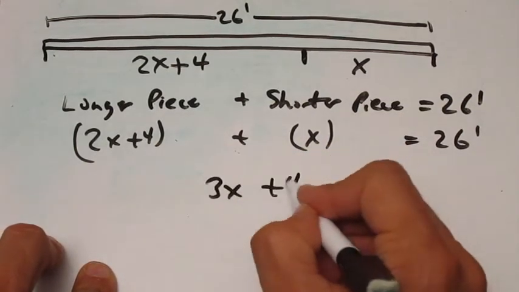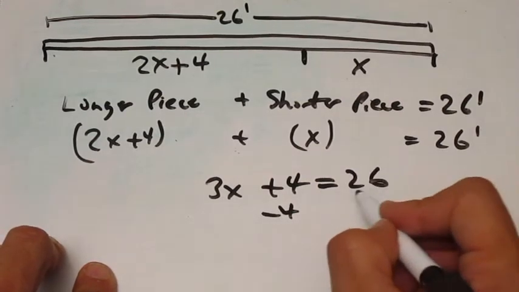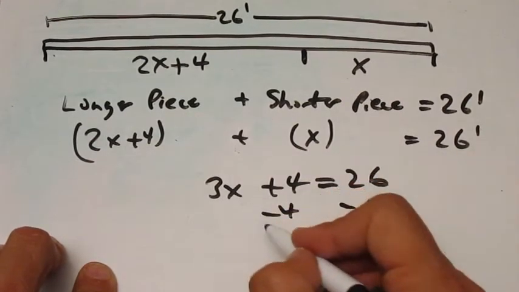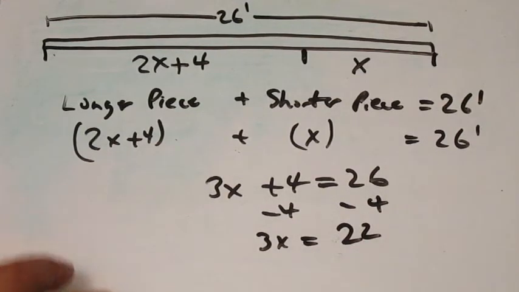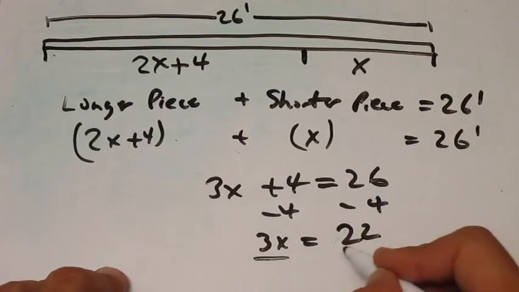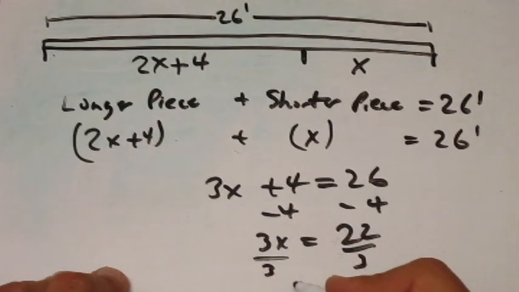I subtract 4 from each side. I'm not going to go into details here, other than to tell you that you subtract 4 from each side and you have 3x equaling 22. And now, of course, you divide each side by 3. What you do to one side, you have to do to the other side. You end up with 22 thirds, which equals 7 1/3.